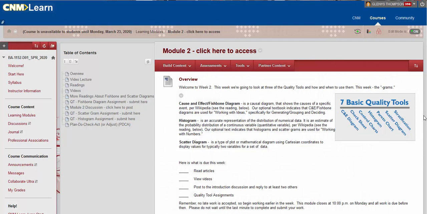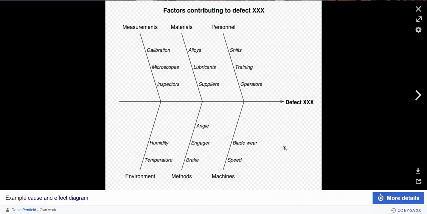These are the 7 quality tools. If you were in my BA11, was it 50 or 51, I don't remember now, in Module 4 we briefly touched on these for that 1 week. But in this class, we're deep diving into this. The cause and effect or fishbone diagram is a causal diagram. You're looking for the cause of something. It shows the causes of a specific event per Wikipedia. Our optional textbook indicates that cause and effect or fishbone diagrams are used for working with ideas, specifically for generating, grouping, and deciding.